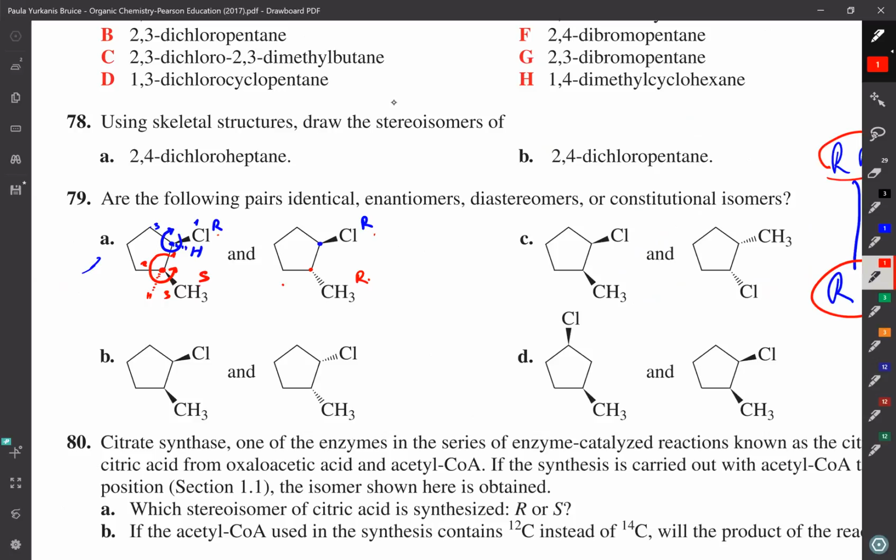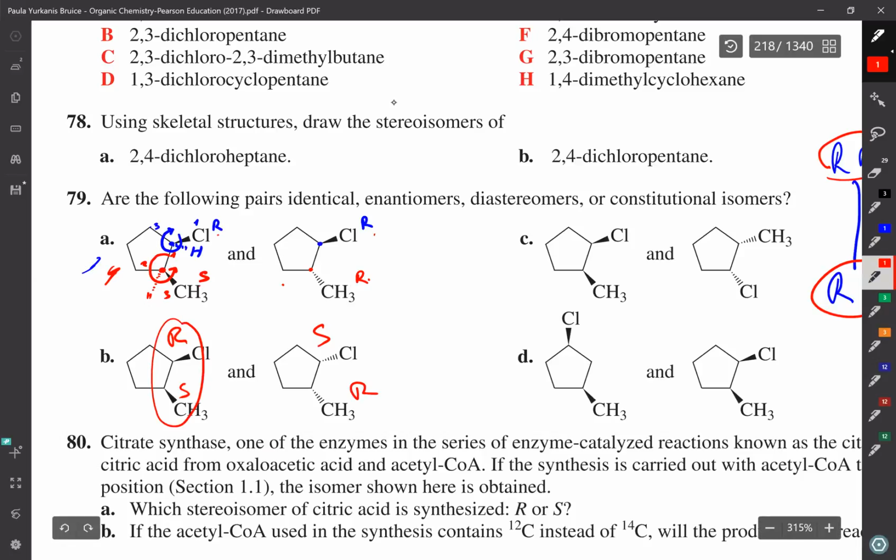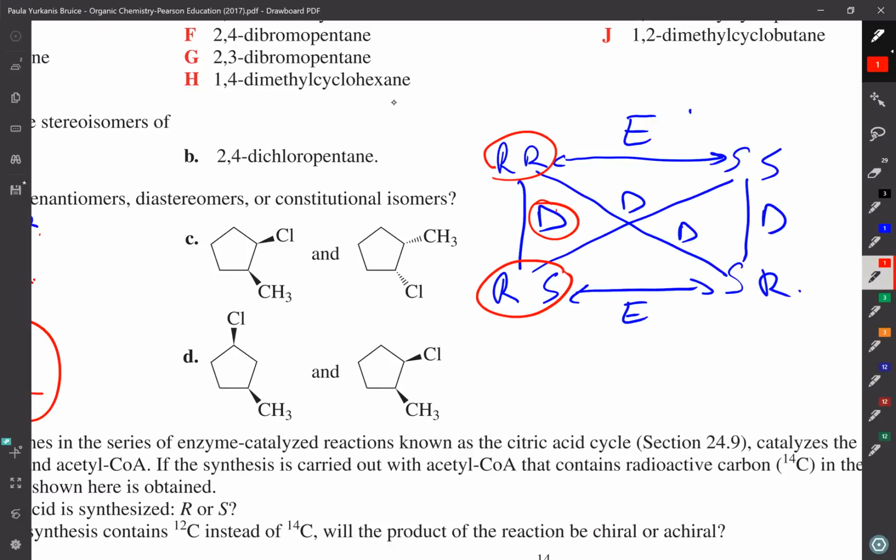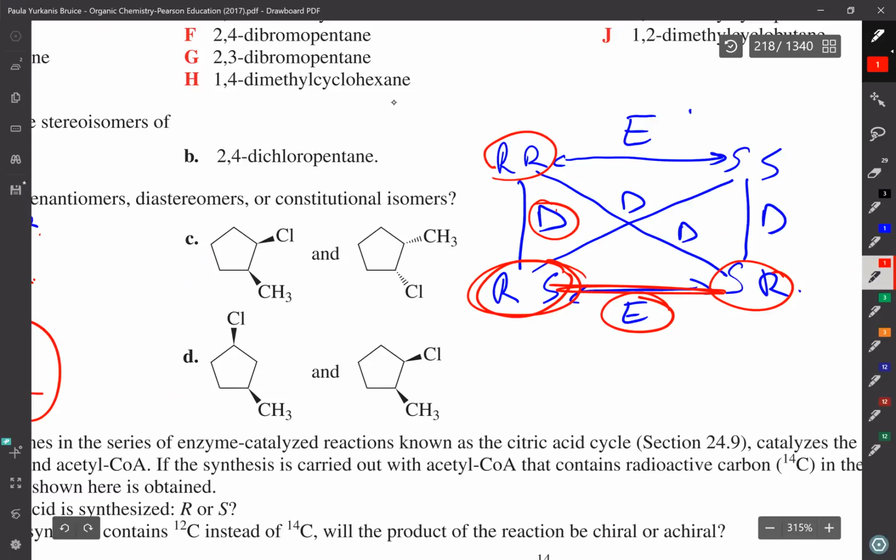Now let's look at B. In B, this center will be R and this center will be S because it's exactly the same as this one here. Over here, this will be the reverse, so this will be S and this will be R. So in this case, you have a relationship RS and SR, which is what? Opposite of each other. What relationship is that? Enantiomers. Do you see that? Those are enantiomers.